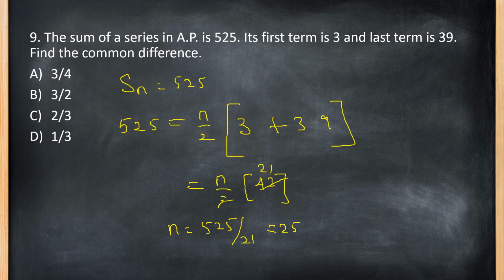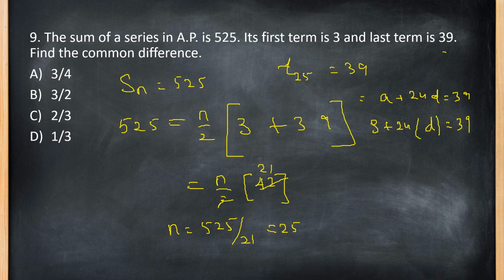So the 25th term is the last term, which is 39. So T25 equals 39. So a plus (n minus 1), 24 into d, equals 39. And a is 3. So 3 plus 24 into the common difference equals 39. So d should be equal to 39 minus 3, 36 by 24, that is nothing else but 3 by 2.